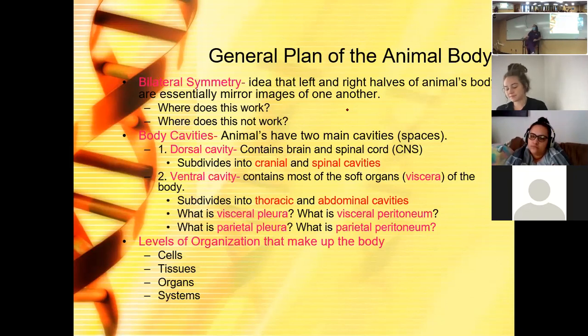These cells come together and make tissues. So we're going to talk about some of the different configurations of our tissues. Tissues make organs. So we're going to talk about the individual organs and then how those organs work together with other organs to create systems: your cardiovascular system, your respiratory system, your urinary system, etc. So those are the levels of our organization.